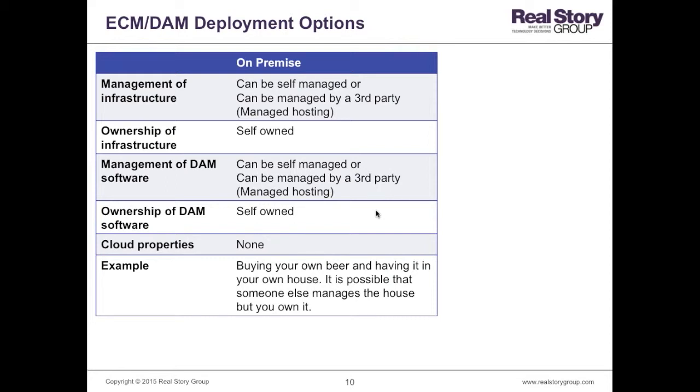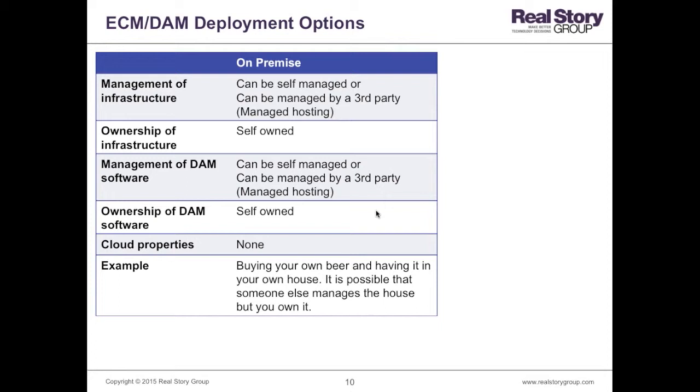The first option of deployment is on premise. Now, this is technically not a cloud deployment model, but we should discuss this just to make sure that we understand the context and how cloud deployment models differ from this option. So this is really the default option. You buy the software and install it on your servers within your premises. So you essentially own the software as well as the infrastructure.